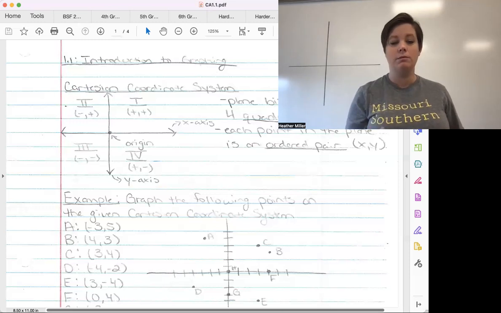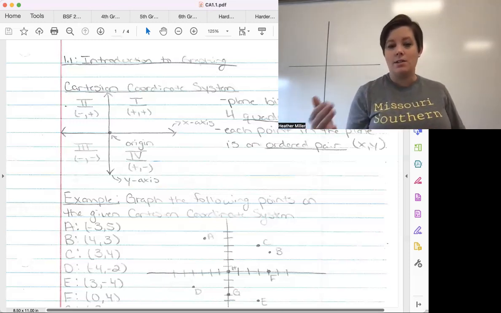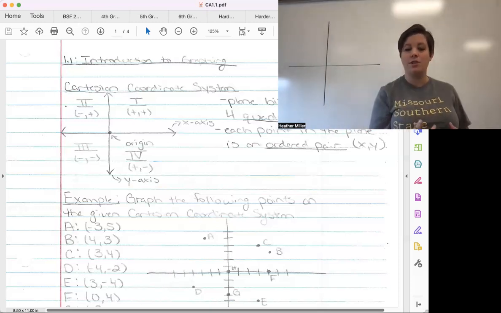And there's also a nice thing with these ordered pairs in that the different quadrants have different positive and negative values.